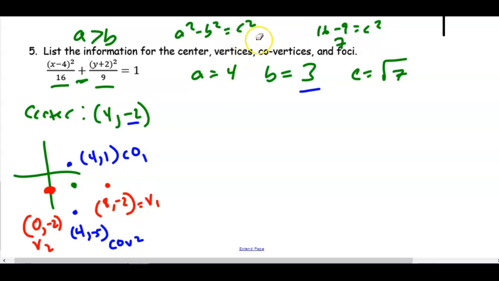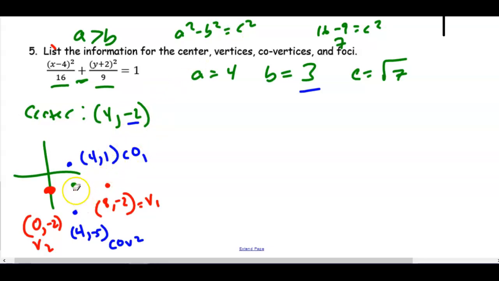And then my foci, where's my calculator at? Let me do this with a calculator so we can make it a boatload easy. All right, so I got my calculator. Remember your center is 4, negative 2. Here's the major axis. Right here, I gotta go this way. So remember, this is 4, right?